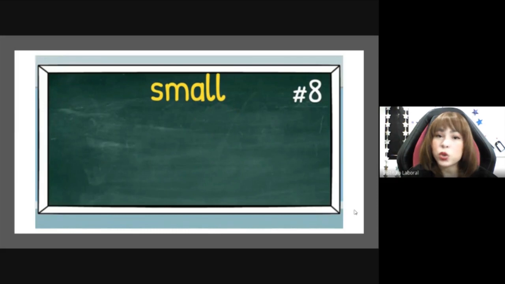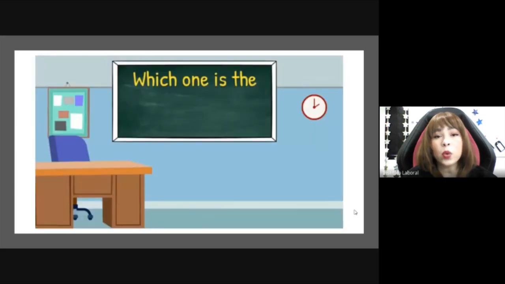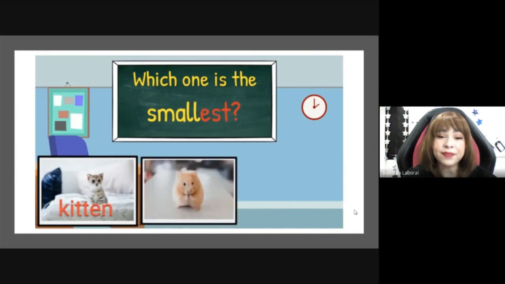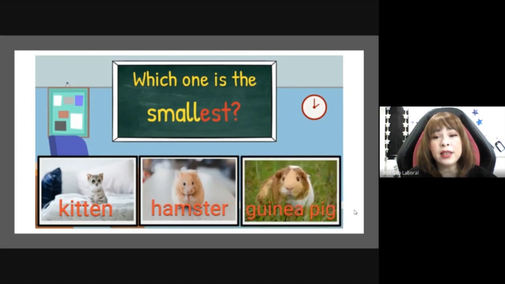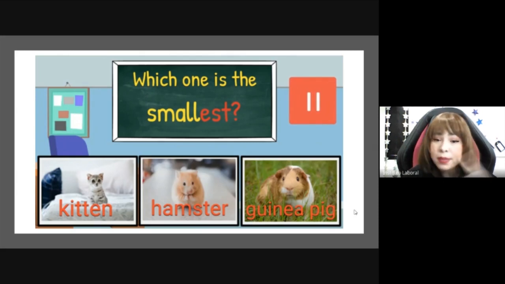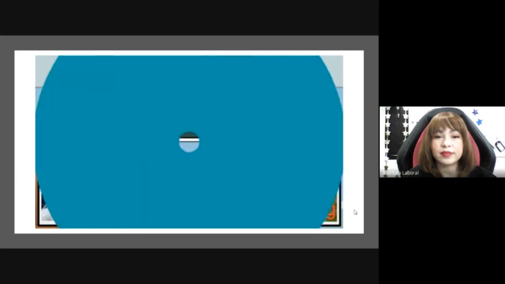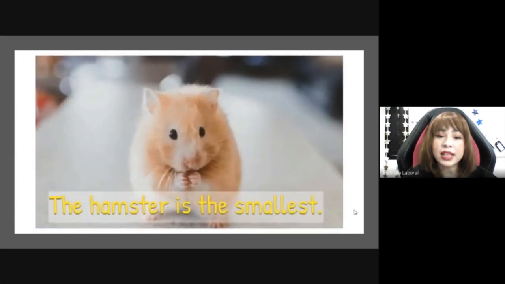Number 8, small, smaller, the smallest. Which one is the smallest? A kitten, a hamster, or a guinea pig? Which one is the smallest? Correct. The hamster is the smallest.